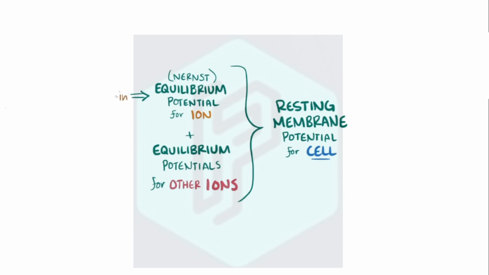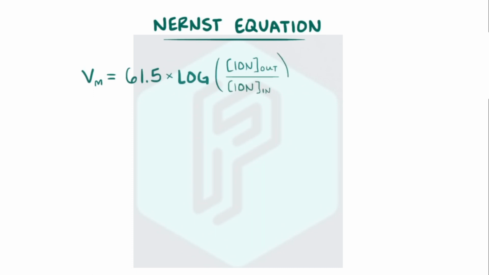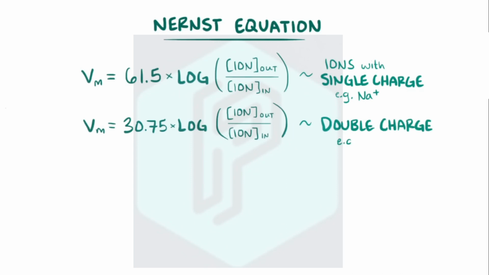Now, the formula that tells us the equilibrium potential for each ion is called the Nernst equation, and it's Vm for membrane equals 61.5 times the log of the concentration of the ion outside the cell divided by the concentration of the ion inside the cell, for an ion with a single charge like sodium. And Vm equals 30.75 times the log of the concentration of the ion outside divided by the concentration of the ion inside for an ion with a double charge, like calcium.